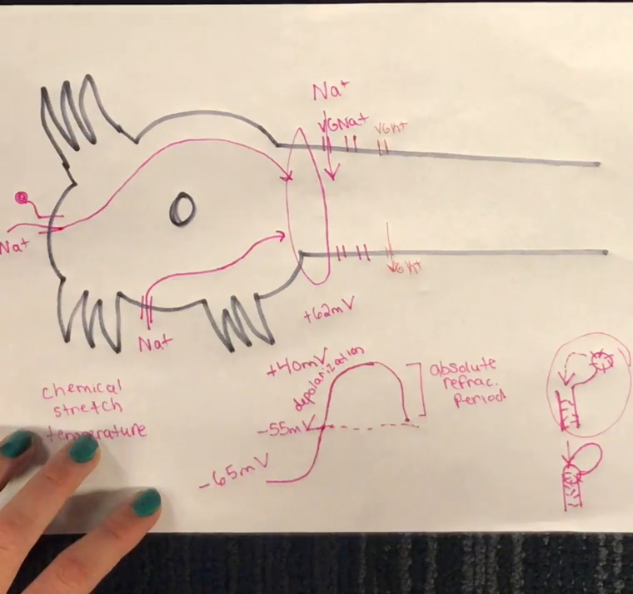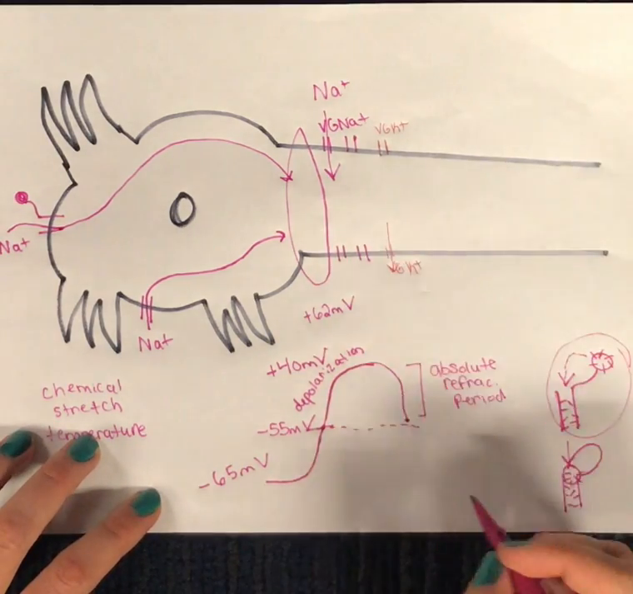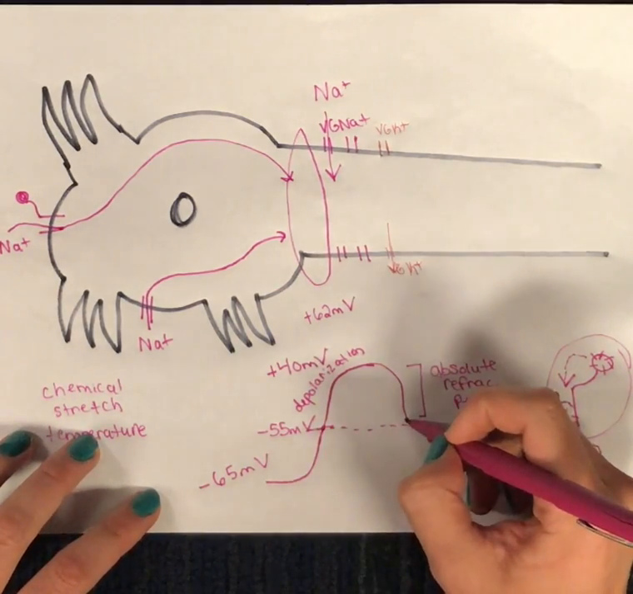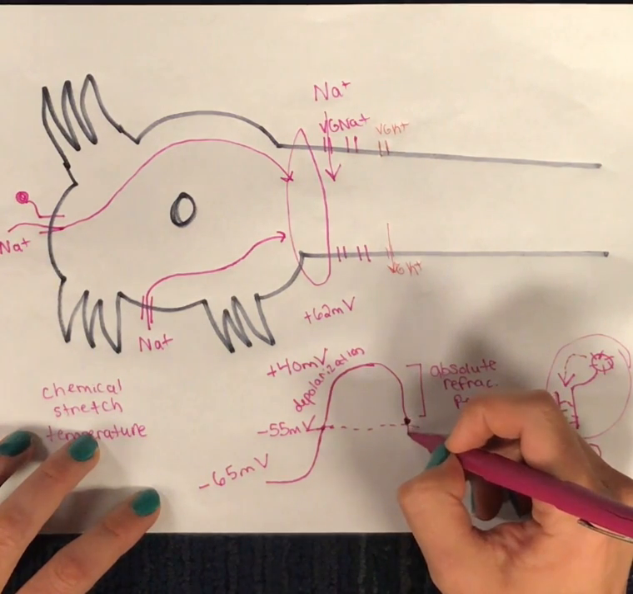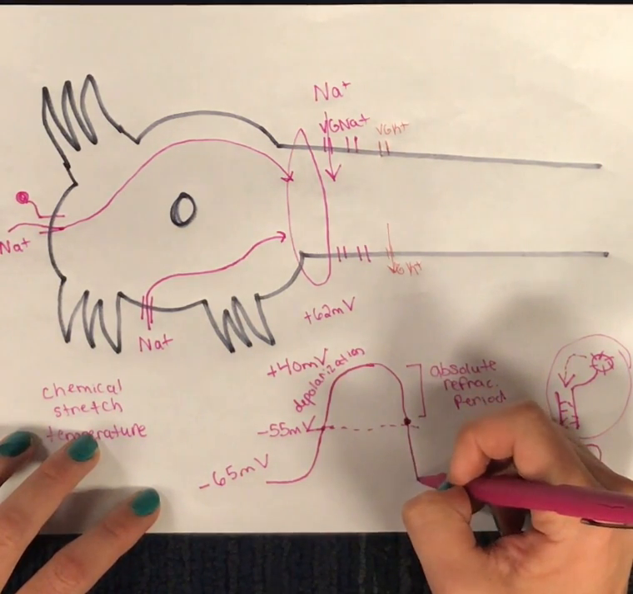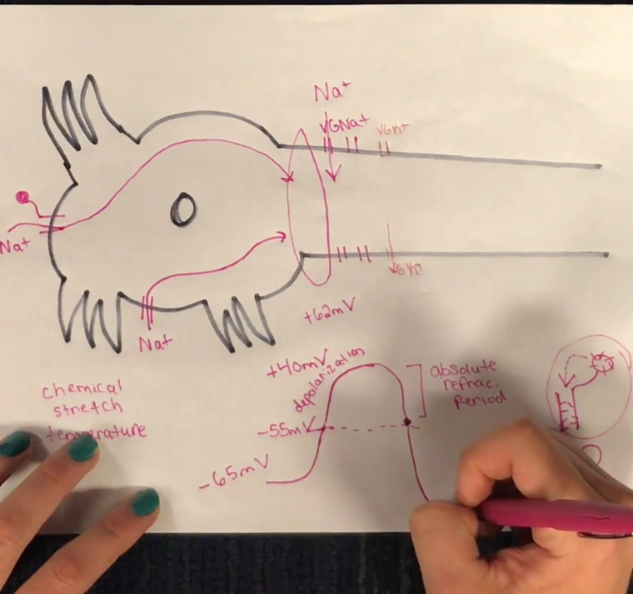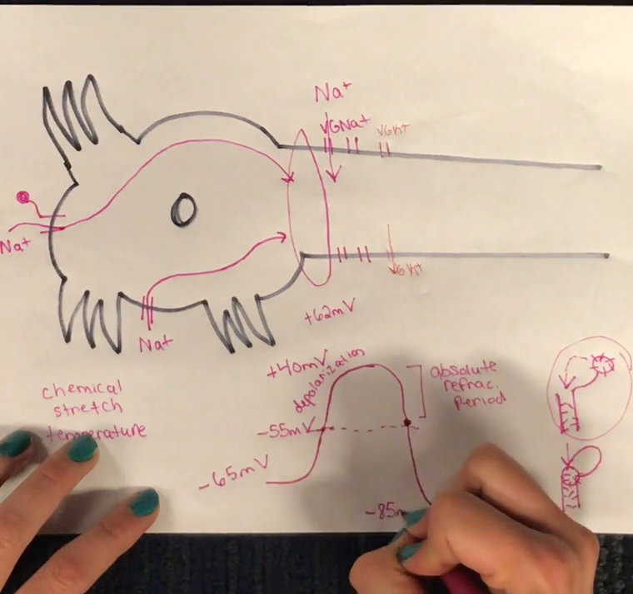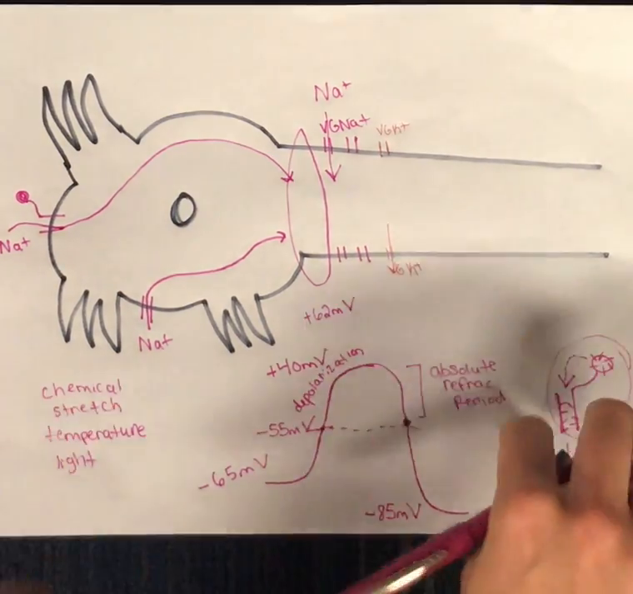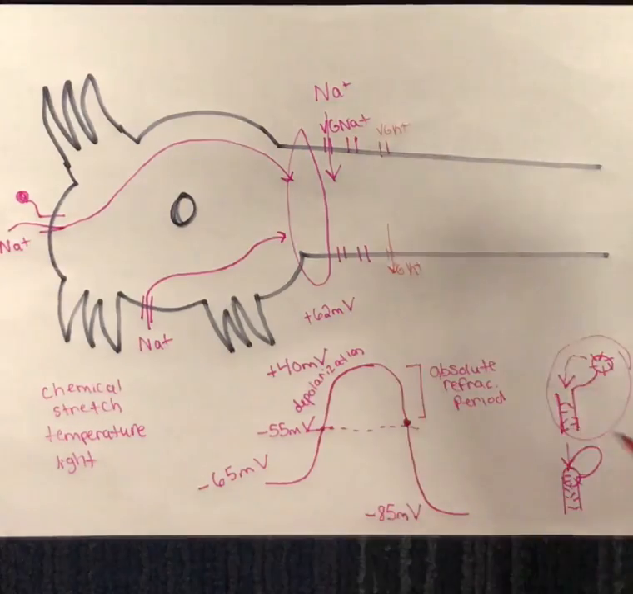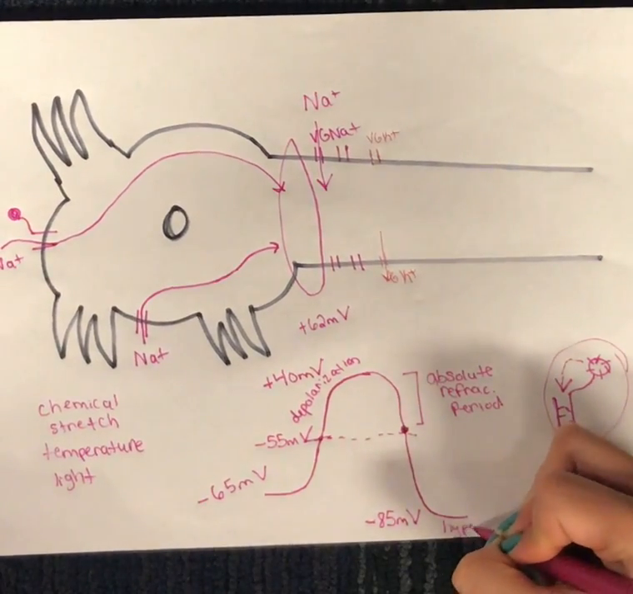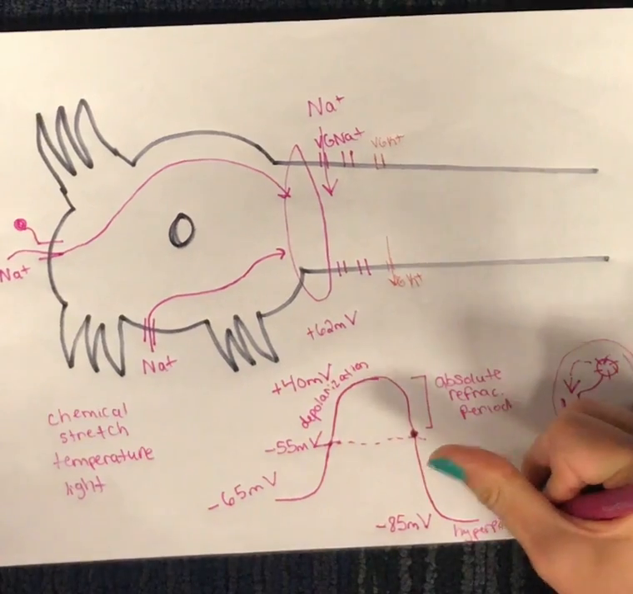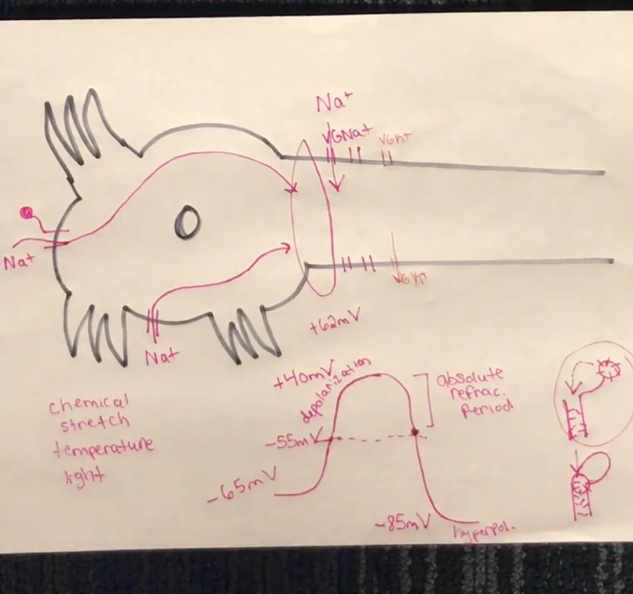Potassium channels close very slowly, just like they open very slowly as we just talked about. So even though they're starting to close, potassium is still leaving as they are closing. So we dip below this negative 65 millivolt range, and we can get down to negative 85 millivolts. This is known as hyperpolarization because we are becoming more negative. Another action potential technically could be fired during this stage, but a much stronger stimulus would be required.